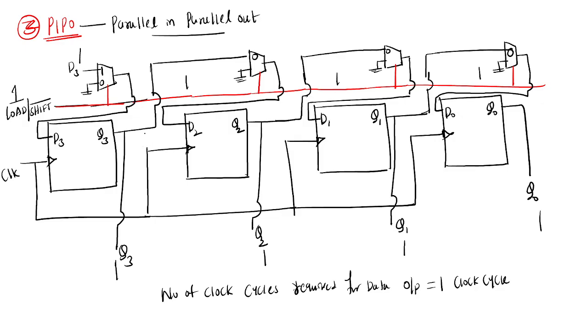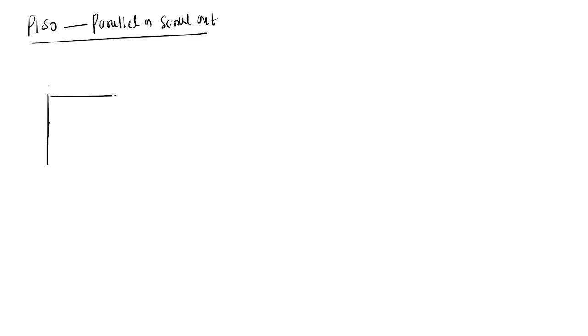Okay, so this is PIPO, and next is PISO. PISO means parallel in, serial out. Here also you are designing with 4 D flip flops.